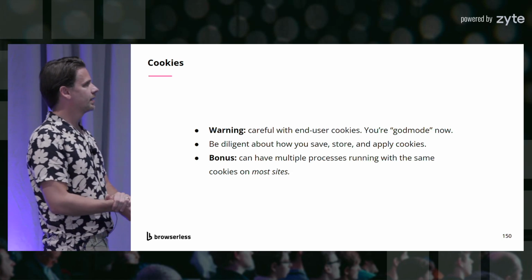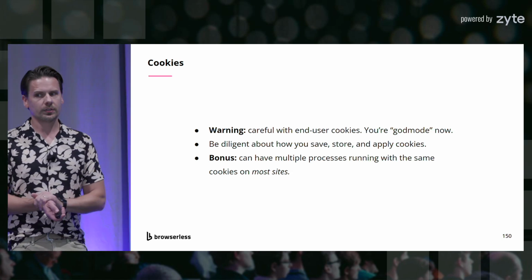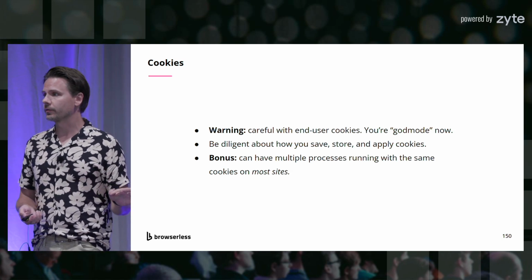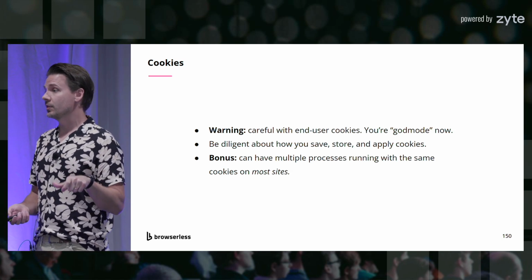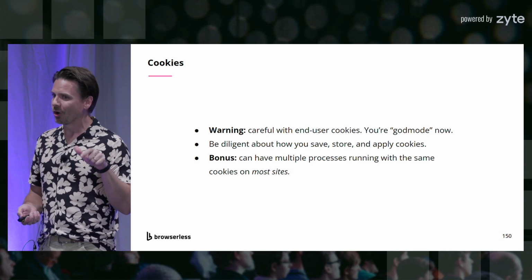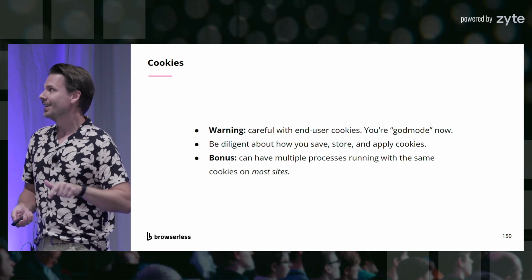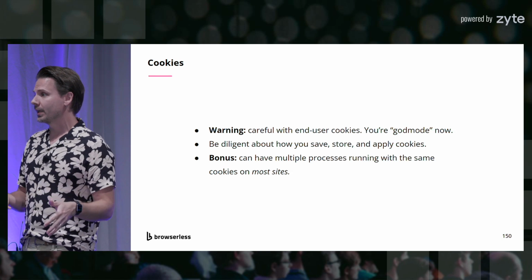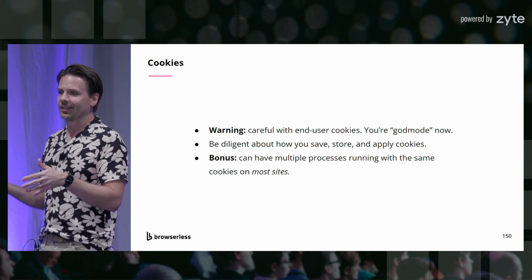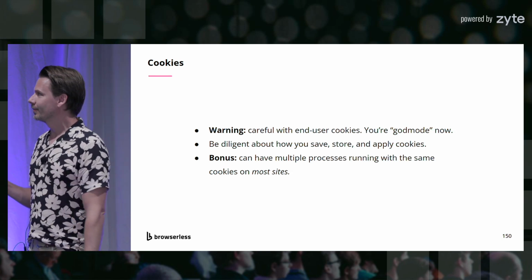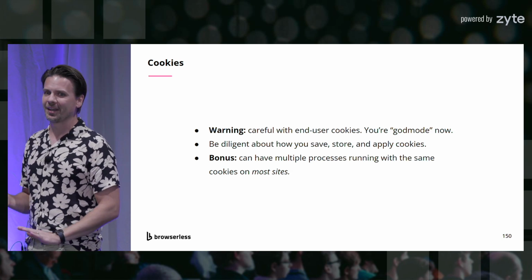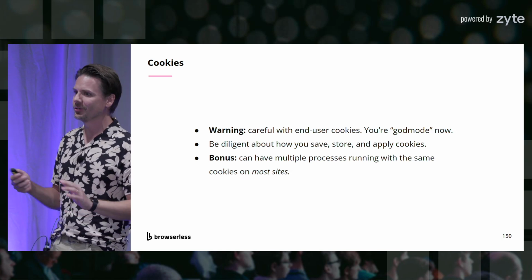Big warning on this topic, and honestly, on all of these other ideas too, like user data dir falls into this. When you're dealing with somebody's cookies, it almost should be PII in my opinion. It's the state of the world for that person on that given website. So you're acting on a God mode level, is what I like to call it. So be very careful with what you do with that, where you put it, how you put it, and who has access to that.